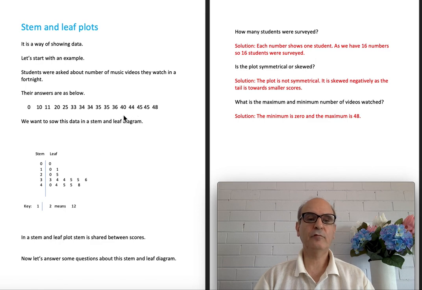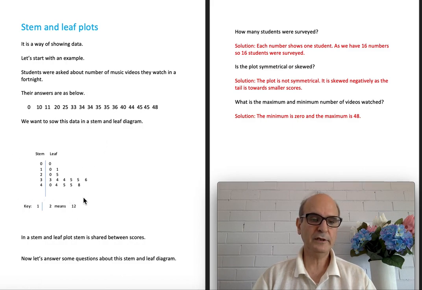And the same for 40s, we have 1, 2, 3, 4, 5 scores in 40s. Again, we put 4 here, and the ones go on the right side. So 4, then 0, that comes 40, then 4 and 4, that comes 44, 4 and 5, 45, 4 and 5, 45, because we have two 45s, and 4 and 8. That is how we make our stem and leaf plots.